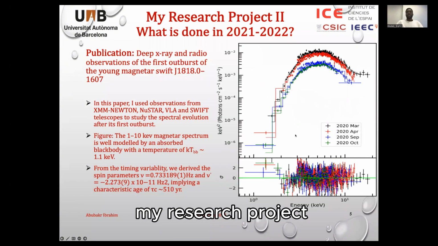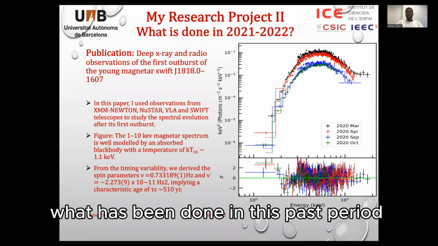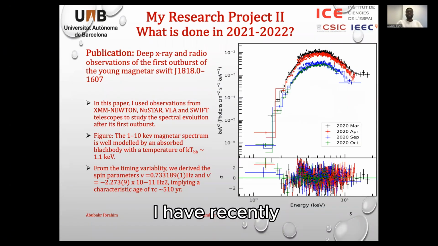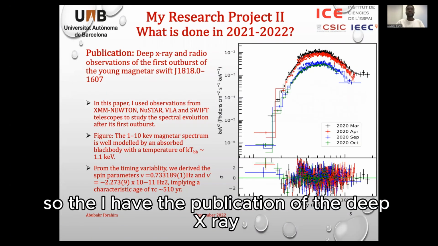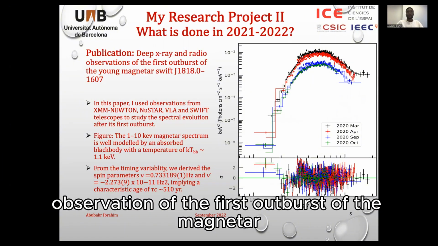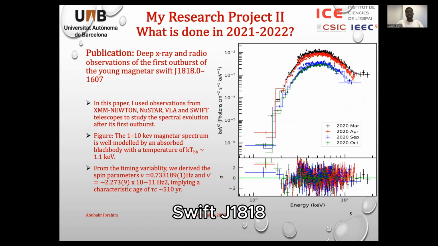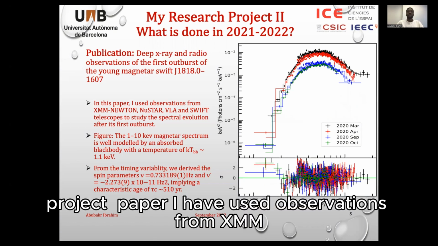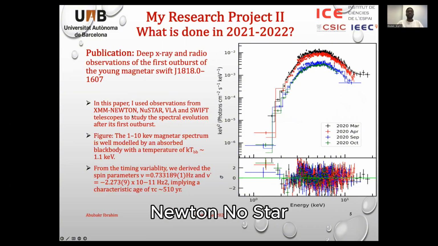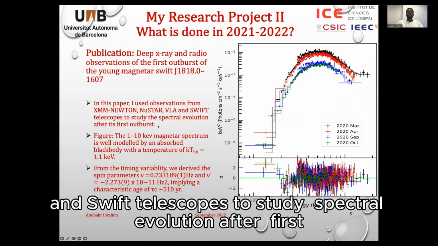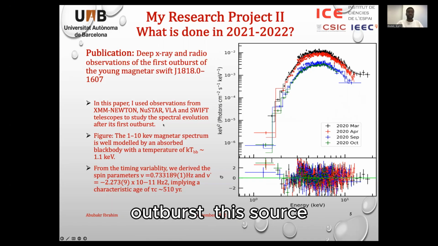My research project, what has been done in this past period: I recently had a publication on the deep X-ray and radio observation of the first outburst of the magnetar Swift J1818. In the paper, I have used observations from XMM-Newton, NuSTAR, and Swift telescopes to study the spectral evolution after the first outburst of this source.